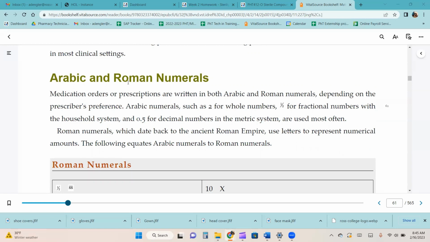Arabic numerals such as 2 for whole numbers, 1/2 for fractional numbers with the household system, and 0.5 for decimal numbers in the metric system are used most often. Roman numerals, which date back to the ancient Roman Empire, use letters to represent numerical amounts. The following equates Arabic numerals to Roman numerals.